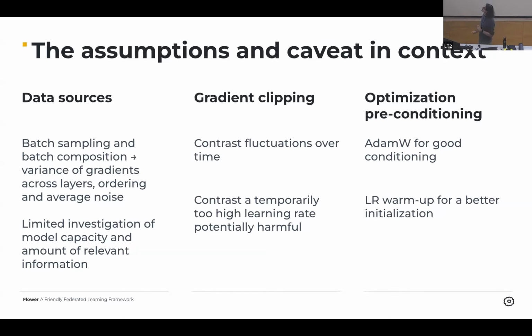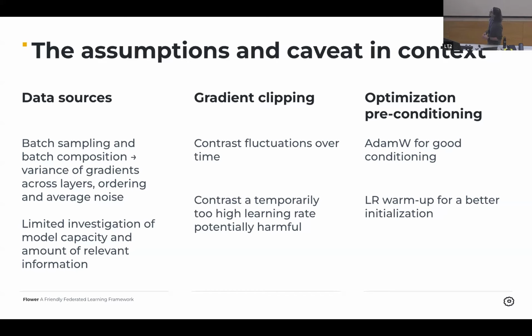Other tools or techniques that were put into this LLM pre-training pipeline due to some of these assumptions were, for example, gradient clipping. These were meant to contrast fluctuations over time and to contrast potential heterogeneous B noises across layers in the same update, because this is something they assume, but it is a little bit stretched, in my opinion. Of course, they also help contrast updates that are coupled with too high a learning rate at some steps of the optimization itself.